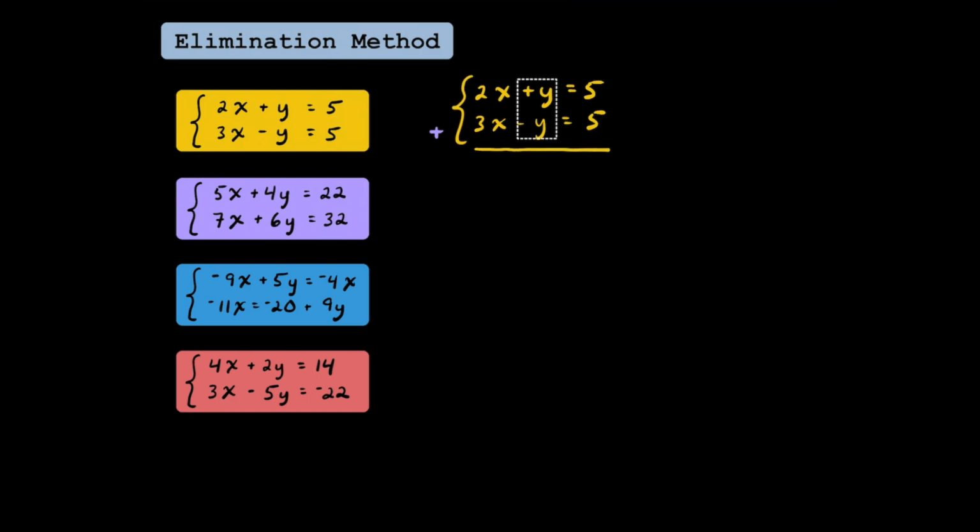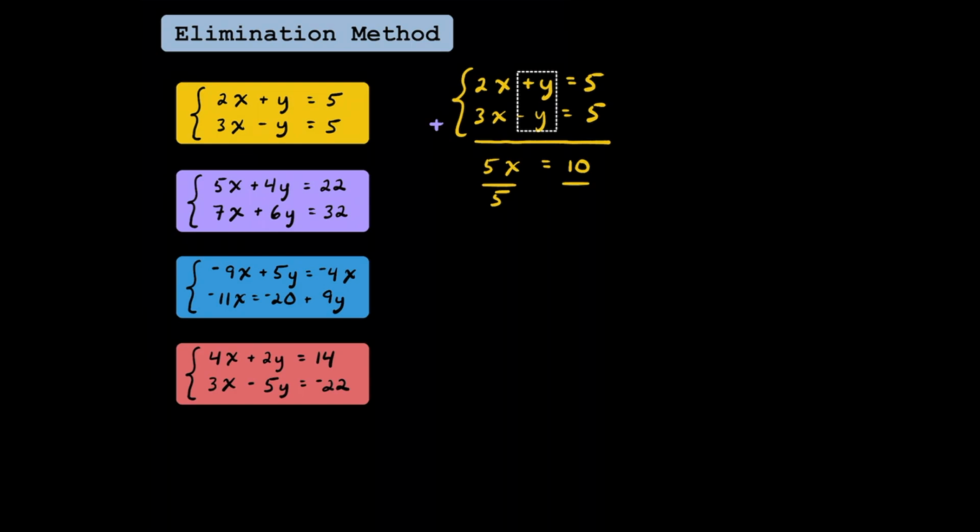When we add these two equations together, 2x plus 3x is going to get us 5x, y plus -y is going to be 0y, so it gets eliminated, and 5 plus 5 is going to equal 10. We're going to divide the left side by 5 and divide the right side by 5. 5 divided by 5 is 1, which is just 1x, and 10 divided by 5 is going to equal 2. Since y was eliminated, we were able to solve for x, which is 2. Now that we know what x is, we can plug it into one of the equations to solve for y. I'm going to plug it into this top one here.